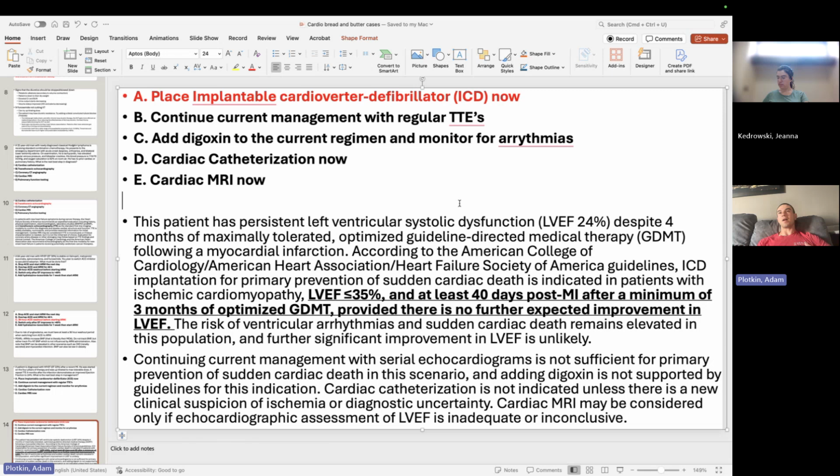What they'll give you on the exam, if they want to ask about this, is the patient has heart failure for whatever reason. They've been placed on all 4 pillars. They've up-titrated them. It's been 5-6 months. Their ejection fraction has barely gone up. What do we do now? We place an ICD.